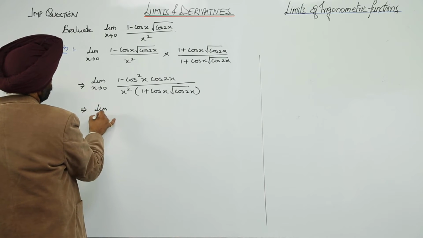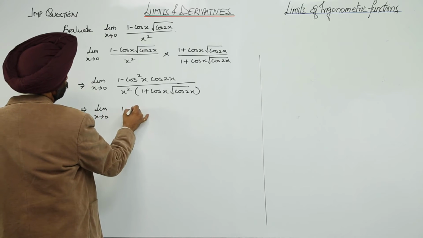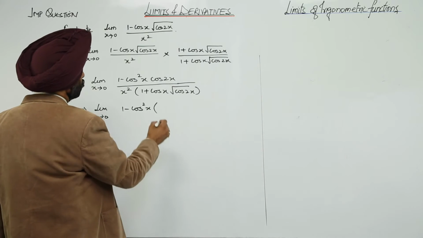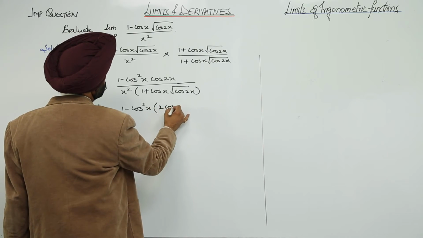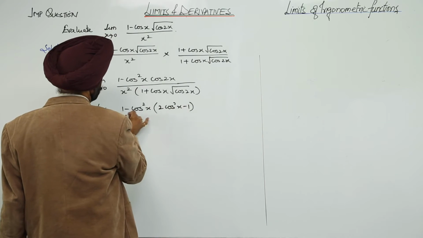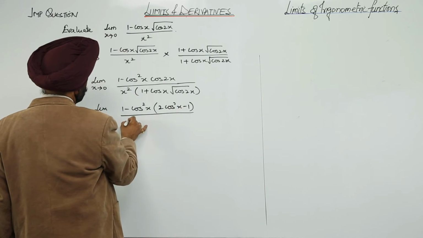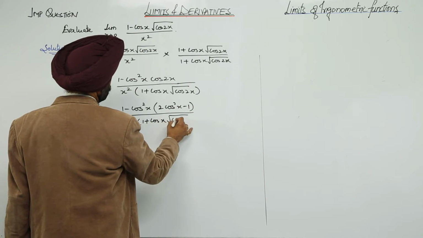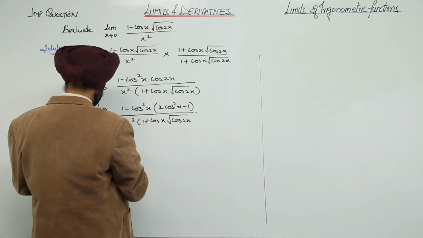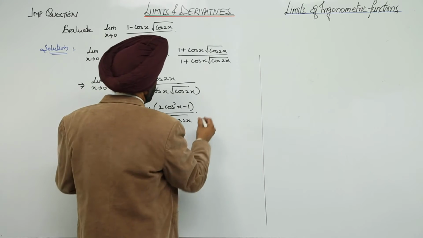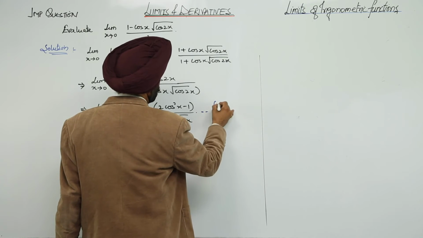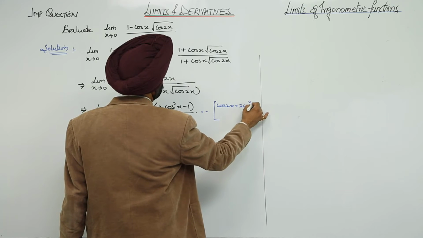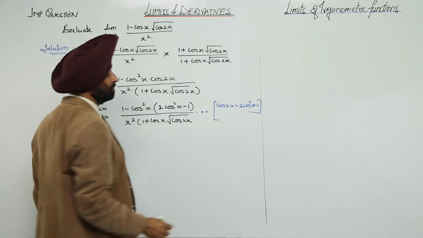limit x approaches to 0, 1 minus cos square x. Now, the formula for cos 2x, that is 2 cos square x minus 1, upon x square 1 plus cos x square root of cos 2x. Cos 2x is equal to 2 cos square x minus 1. Okay.